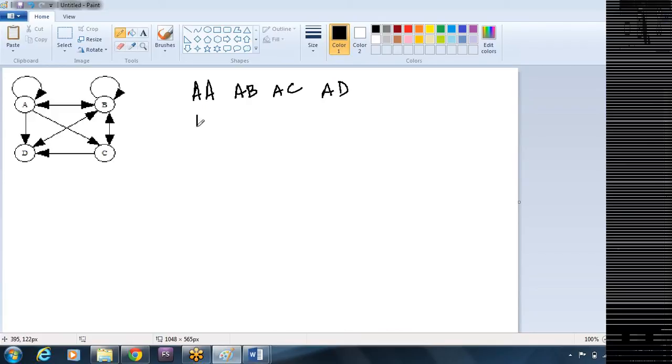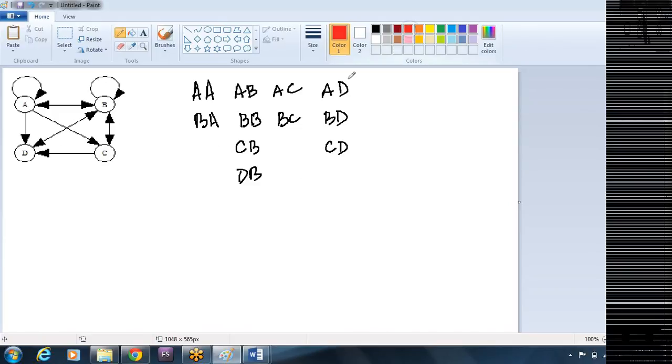Now starting with B, sorry, there is BA, and there is BB because B is connecting to itself. B is connected to C and B is connected to D. Okay. Now coming back to C. Is C connected to A? No. Is C connected to B? Yes. So you can put CB there. Is CC connected? No, CC is not connected. Is CD connected? Yes. Now is DA connected? No. Is DB connected? Yes. And is DC connected? No. Is DD connected? No. So that's it.